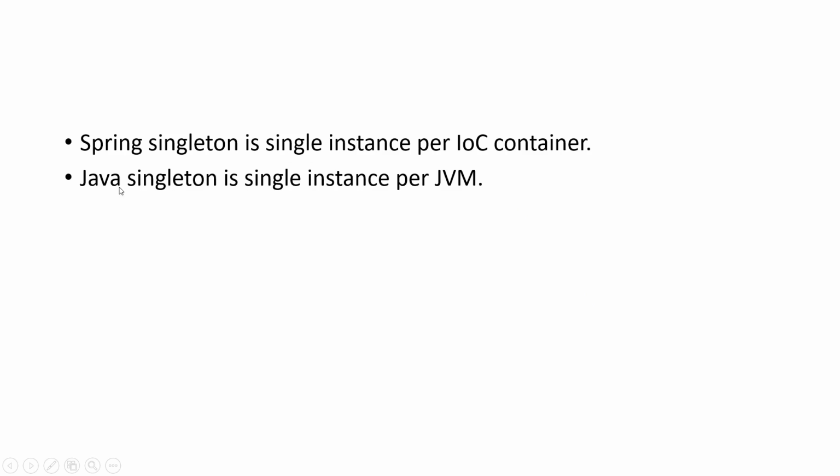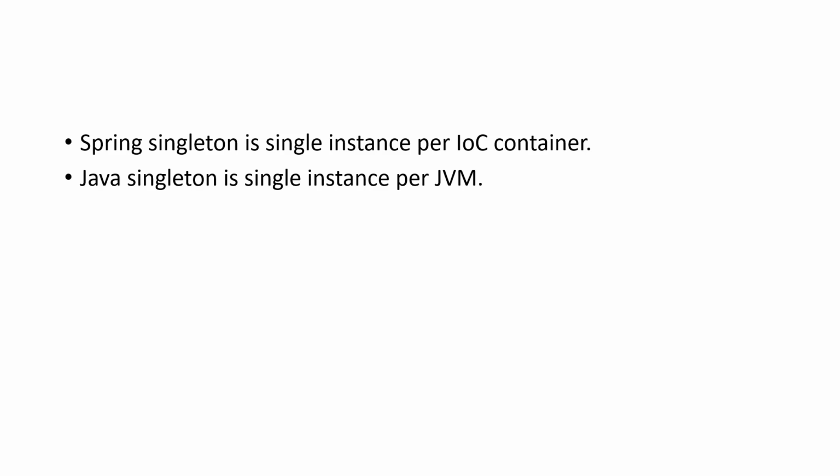Whereas Java Singleton is a single instance per JVM. For example, if you take an entire web application or an entire standalone application, there will be a single JVM. We won't have multiple JVMs, right? Only a single JVM will be there. So this single instance will be single per JVM. That means you won't have multiple instances per JVM. You will have only a single instance for the entire JVM.